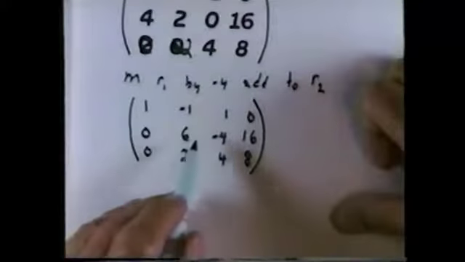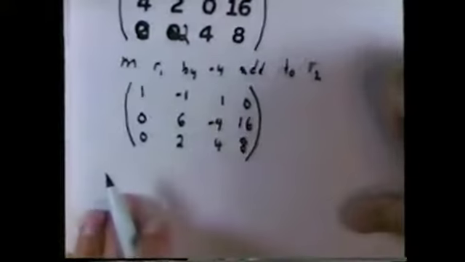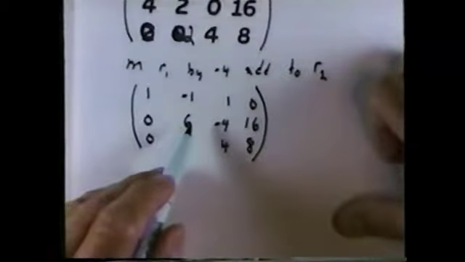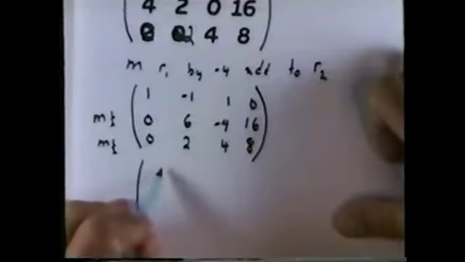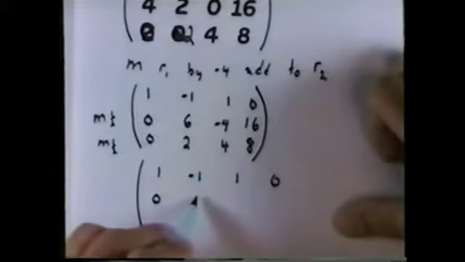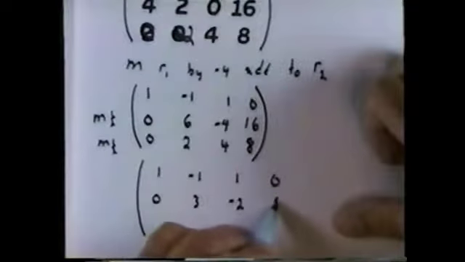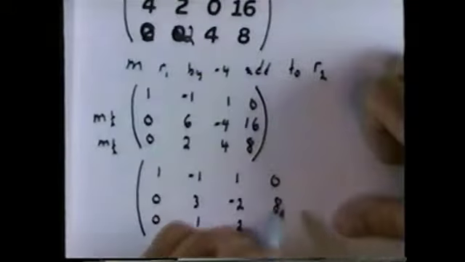Now one thing I can do is to reduce both of these before I continue. I can do that by multiplying row 2 by 1/2 and row 3 by 1/2. That would give me 1, negative 1, 1, 0, 0, 3, negative 2, 8, 0, 1, 2, and 4. That just makes the numbers a little bit smaller. I could have done it earlier. I just happened to notice it then. But my first column is now okay.